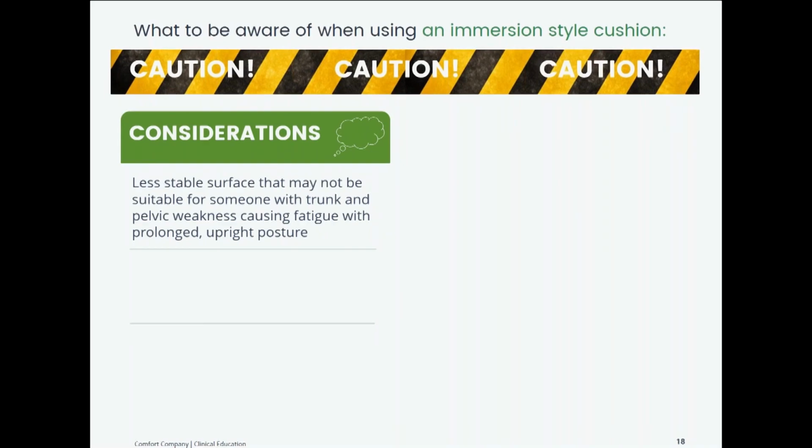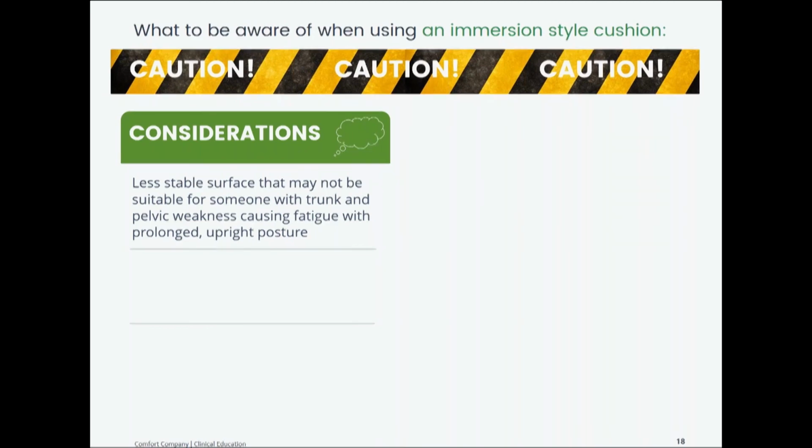So if you're dealing with someone with an extremely weak trunk or pelvic musculature, or someone with a progressive disease that they have a very different level of endurance in the morning than they do in the afternoon, you're trying to force this person to make up for the stability that the cushion construction lacks by using their core strength. So if they don't have that core strength, you may see them fatiguing a little bit more quickly on this style of cushion.